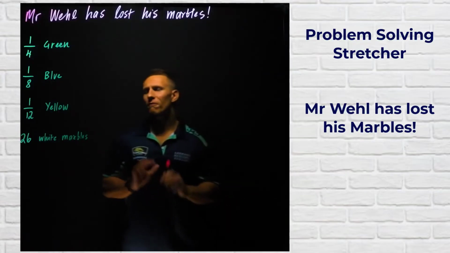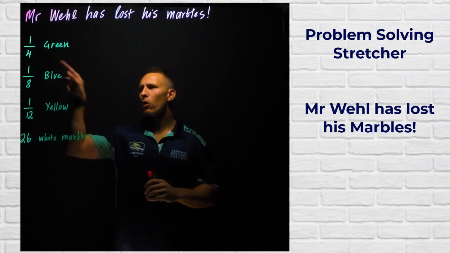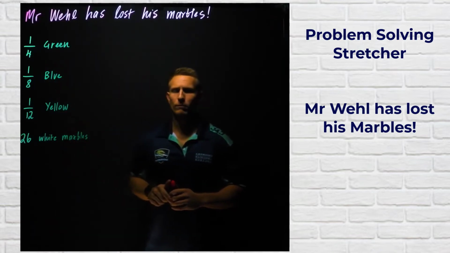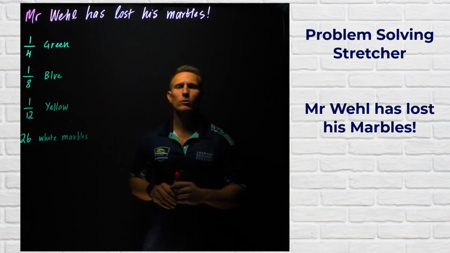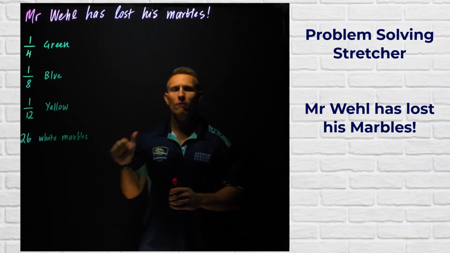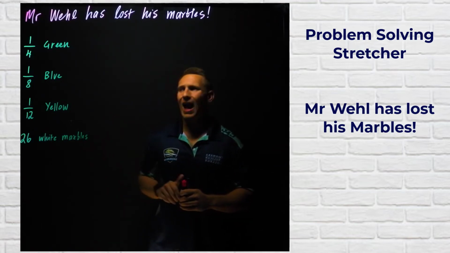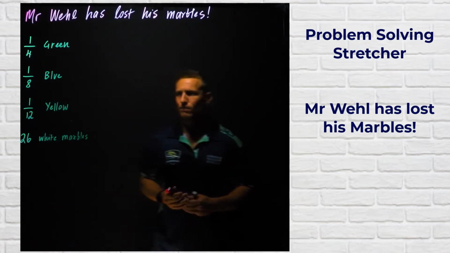Okay, so for this problem, the first thing I need you to do is find the lowest common denominator of 4, 8, and 12. Once you've found the lowest common denominator of those three values, I would like you to add those three fractions together. Pause the video and do that now for me.